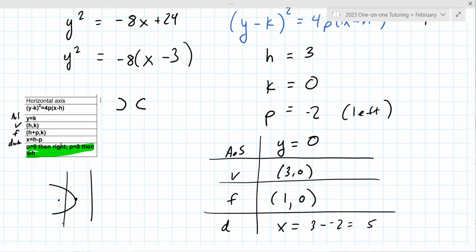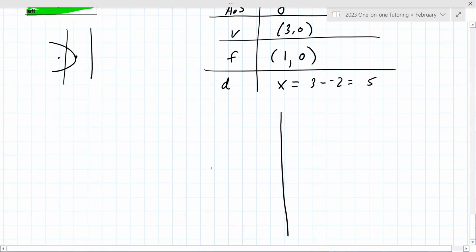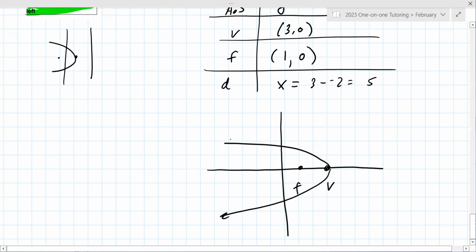Okay, so let's graph this one here. That is not a good graph. Again, I like to start with the vertex and the focus. So the vertex is 3, 0, the focus is 1, 0. The focus is always inside the vertex. That's how you figure out that it opens left rather than using that p value.